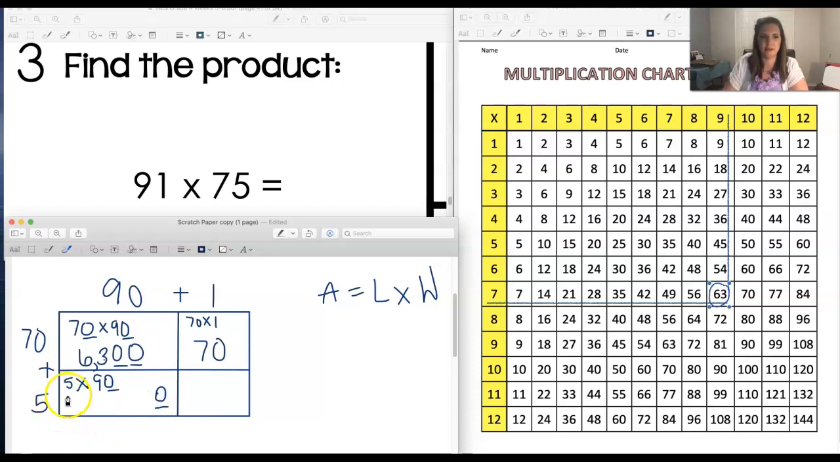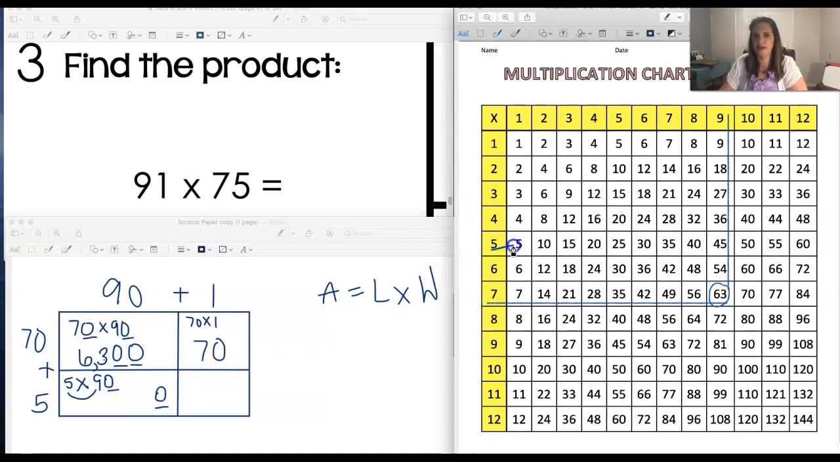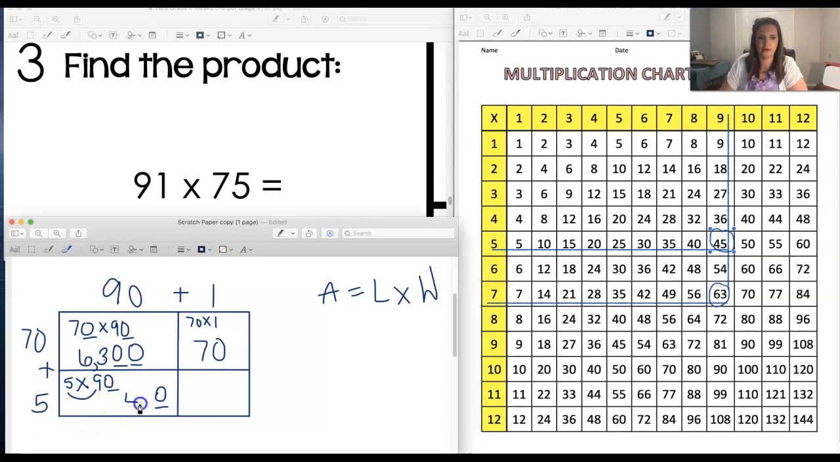And then I just have this basic fact left that I have to multiply, 5 times 9. I'm going to go over here to my 5 and follow it around until I get to 9. 9 is right here, and where they meet in the middle, 45, that's my answer. Now remember, 5 times 9 equals 45, but this problem is 5 times 90, so that equals 450.